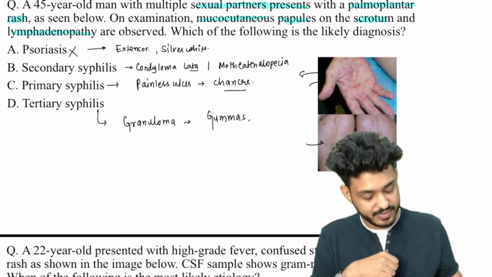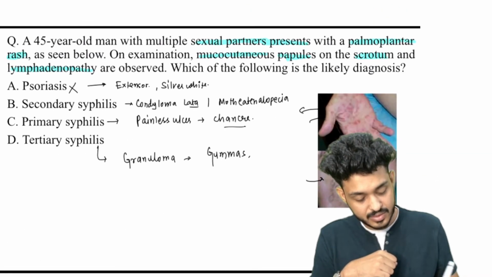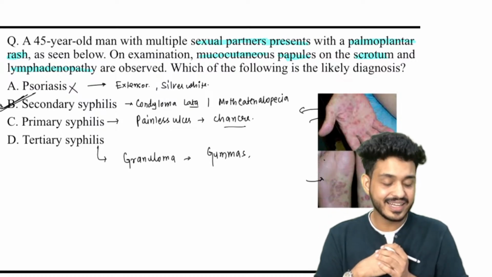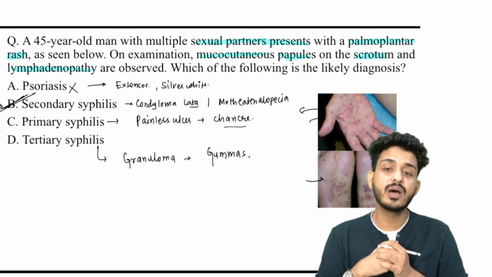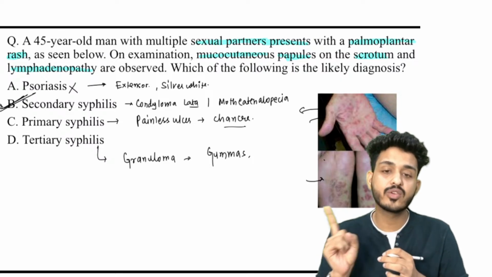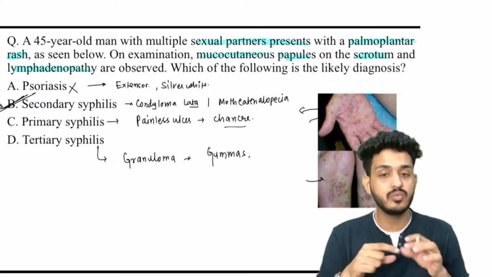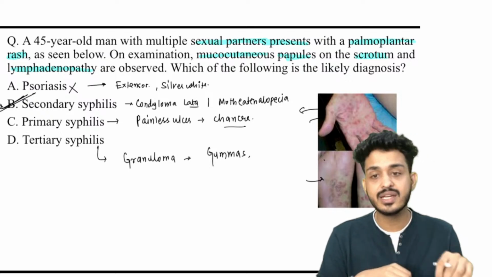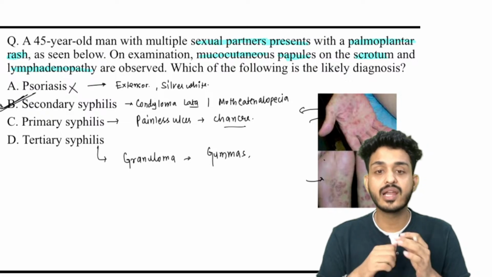Okay, try to solve this one. The answer here will be secondary syphilis. These are condyloma lata. Condyloma acuminata, you will find genital warts. What is condyloma acuminata? That is your genital warts. Here we are talking in terms of condyloma lata.